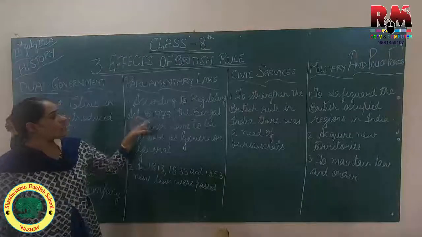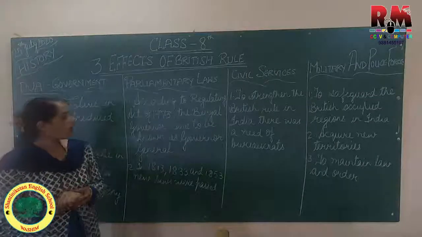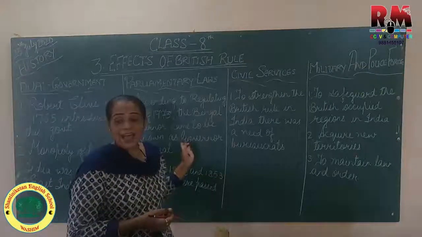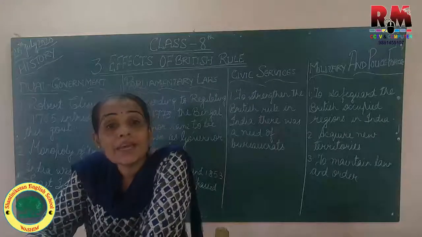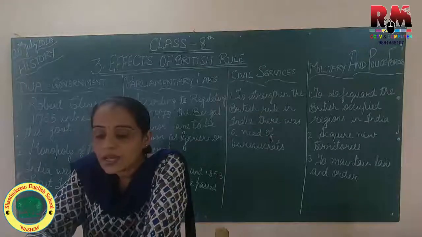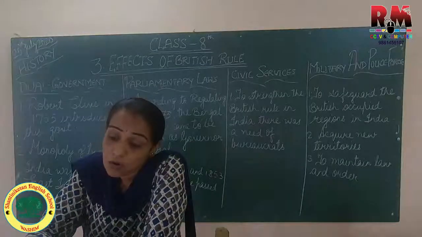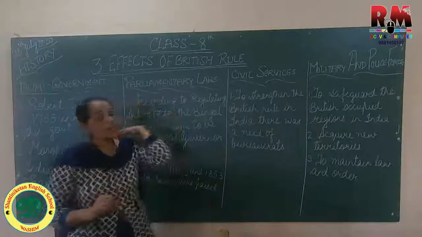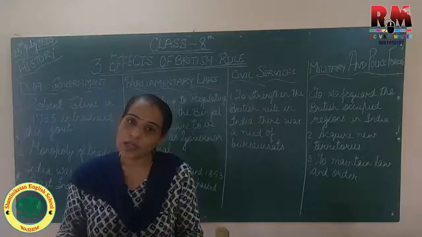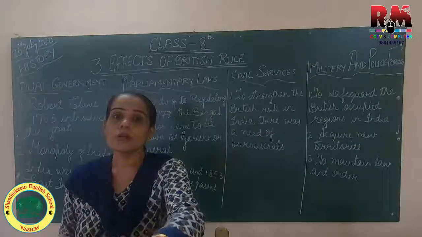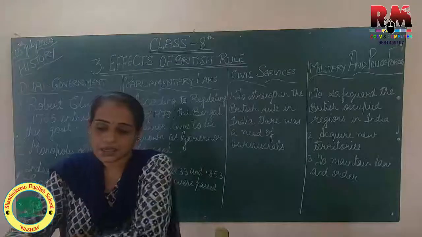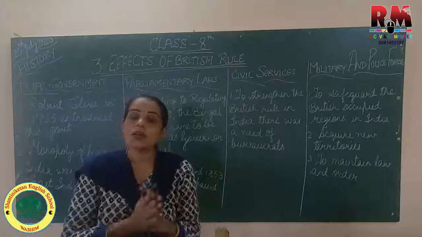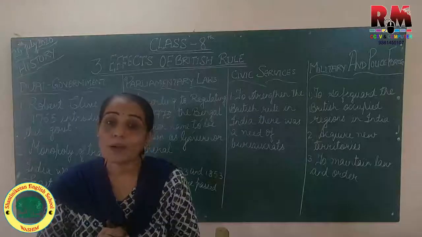According to the Regulating Act of 1773, the Bengal governor came to be known as the Governor General. According to this act, Lord Warren Hastings became the Governor General of India. He got the right to control the policies of Mumbai and Madras provinces, so now he could supervise them from here itself. A committee of 4 members was set up to assist him.